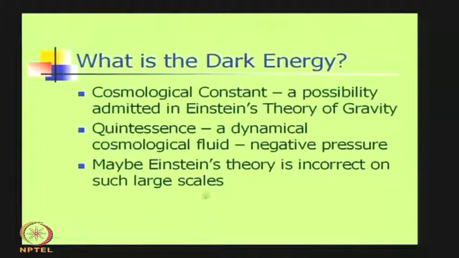And there is a third possibility that maybe Einstein's theory is incorrect at the length scales and gravitational fields that you are discussing here. Einstein's general theory of relativity is mainly tested in the solar system, and here we are applying it on scales which are much larger than the solar system. Also the gravitational forces are much weaker than those encountered in the solar system.